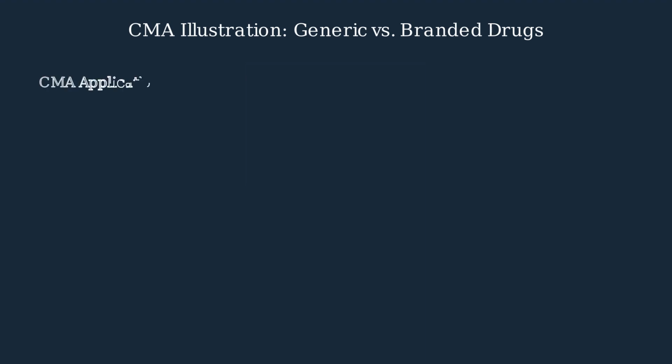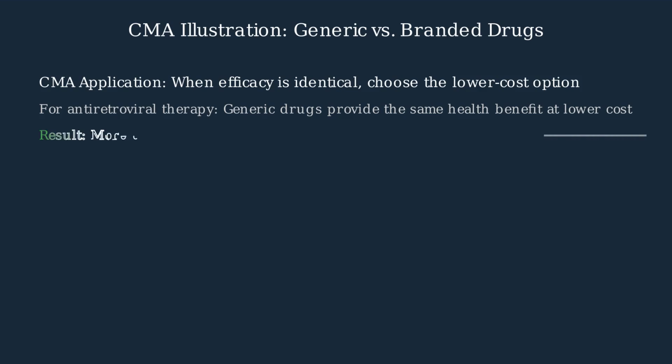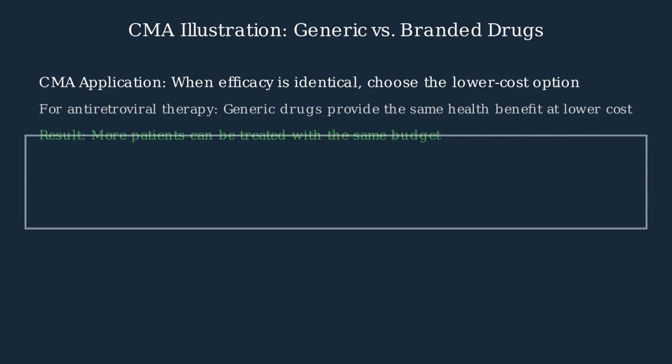To summarize, when applying cost minimization analysis to drug choices, if two drugs have identical efficacy, we should choose the less expensive option. In the case of antiretroviral therapy, selecting generic drugs when available allows healthcare systems to treat more patients with the same budget.